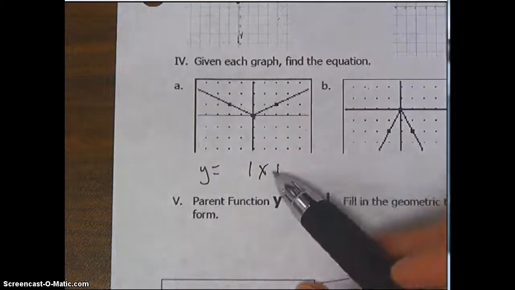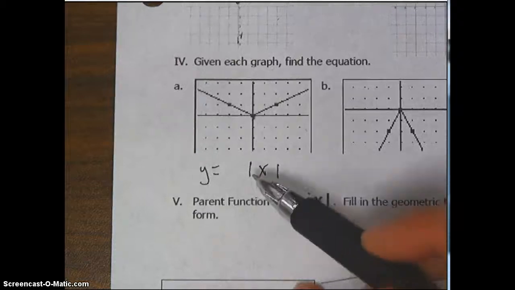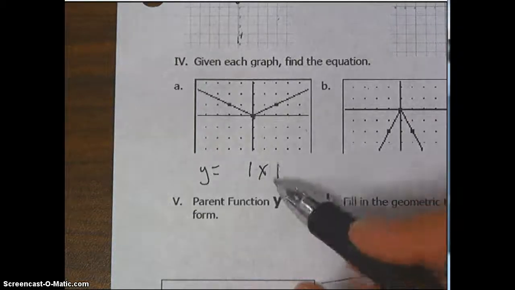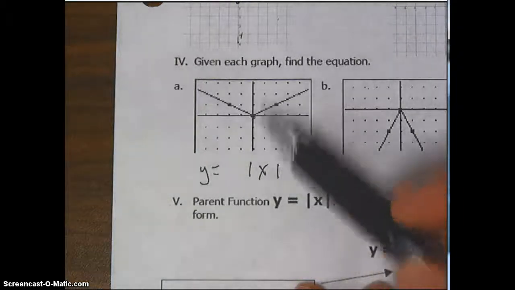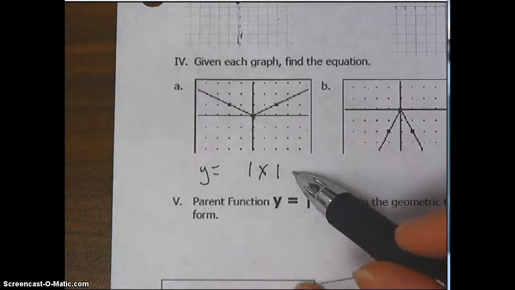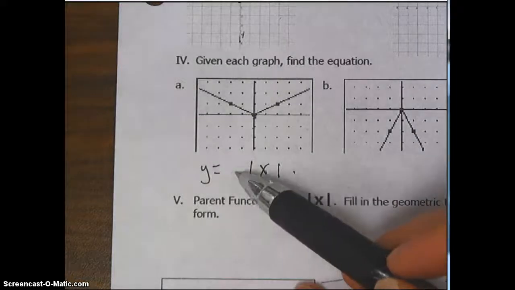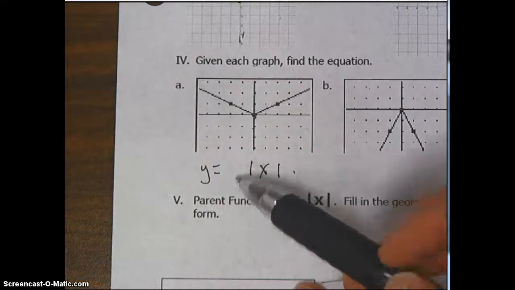I know that I don't need to shift it left or right, so there's nothing else inside the absolute value here other than the x. I'm not shifting it up and down either because it's at the origin, so I know there's no plus or minus on the outside here. What's going on is going to be going on in the front, in front of the absolute value.